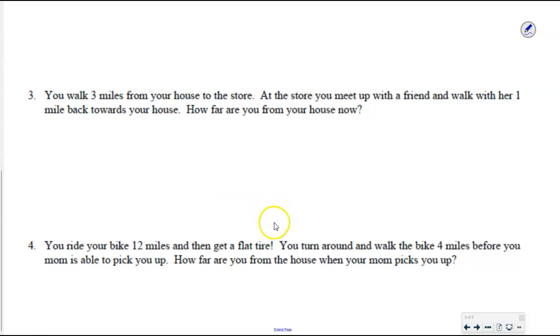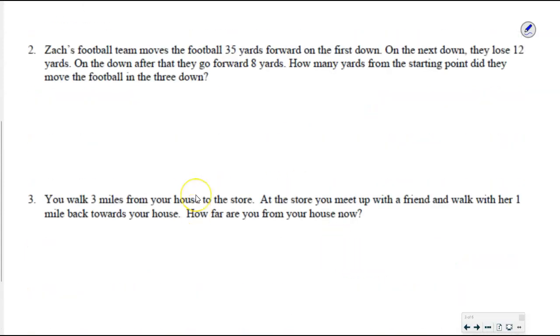And the last one, you ride your bike 12 miles and then get a flat tire. You turn around and end up walking the bike 4 miles before your mom is able to pick you up. How far are you from the house when your mom picks you up? Those are your 4 situations that you're going to talk about at your tables.